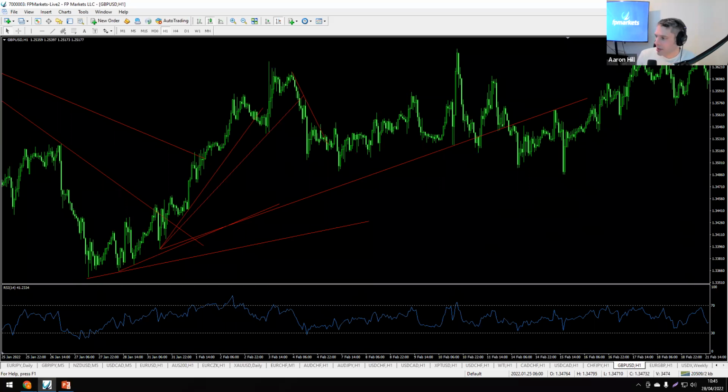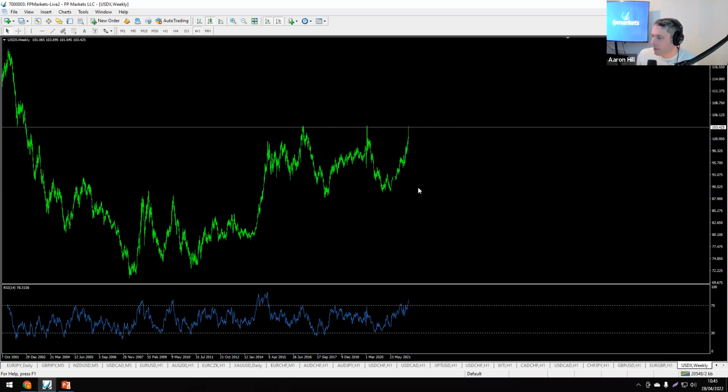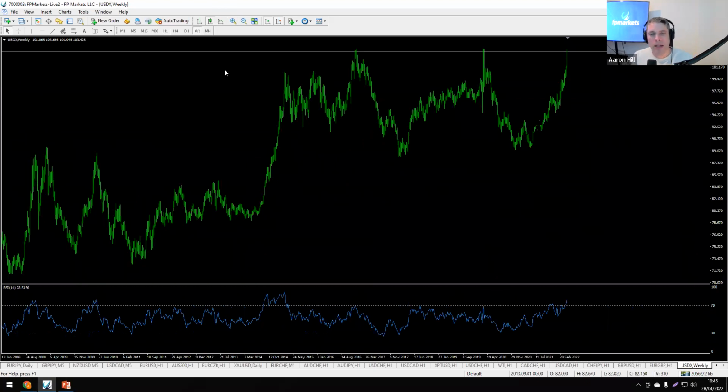One other thing I would like to point out is the US dollar index. Now, this is the weekly time frame of the US dollar index. For anyone that's unaware, the dollar index is calculated by factoring in the exchange rates of 6 major international currencies, which include the euro, the Japanese yen, the British pound, the Canadian dollar, the Swedish krona and the Swiss franc. But the euro is by far the largest component of the index, making up around, I think it's 58%.